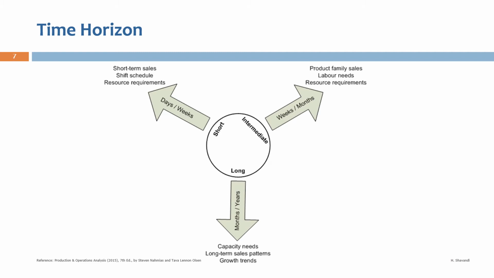Forecasting can be done in three time horizons: short term for days or weeks, intermediate for weeks or months, and long term for months or years. And these are the examples for these three time horizons. For short term, for example, we can forecast a shift schedule or resource requirements, and intermediate could be labor needs or resource requirements, and long-term capacity needs, and also sales patterns or growth trends. Okay.